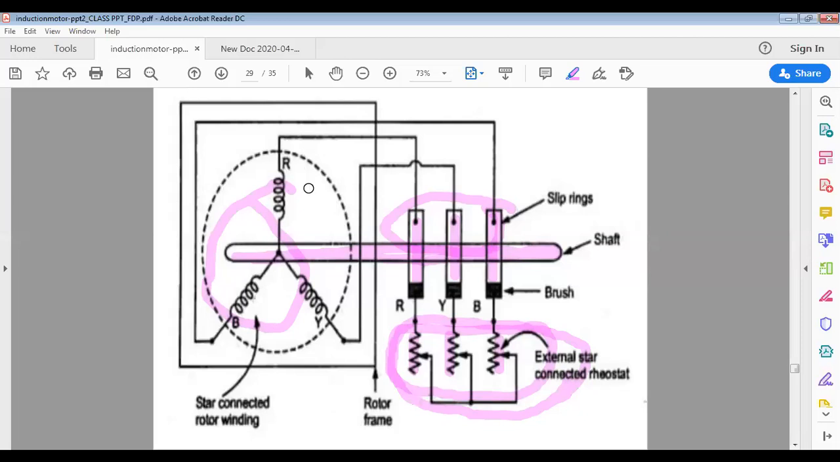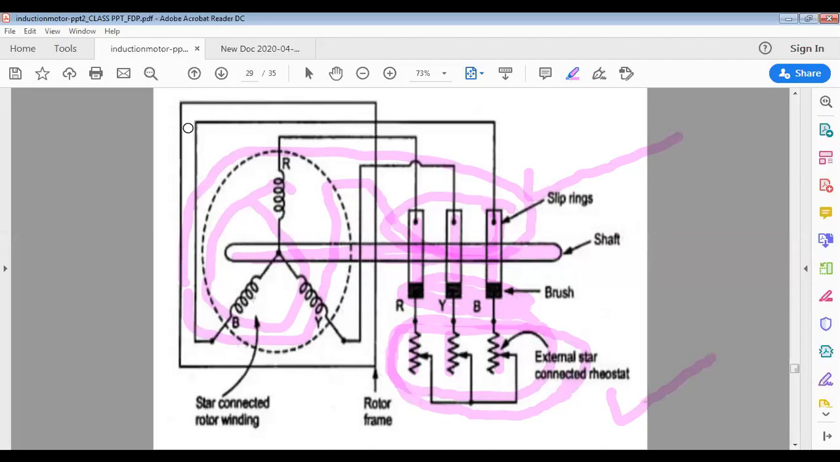Once this three-phase induction motor starts to rotate, the winding, shaft and these slip rings will rotate. So how can you connect external stationary resistances with the rotating circuit? For that purpose, a slip ring brush arrangement is there. Whatever brushes you can see here, these brushes are stationary. Resistances are connected to the brushes. A brush is a stationary part which touches the rotating slip ring.